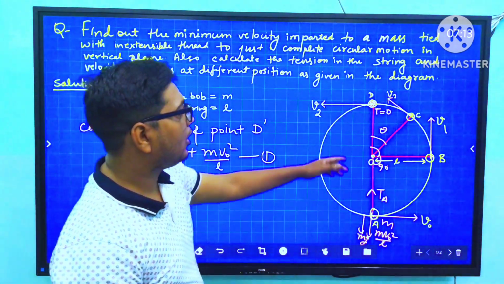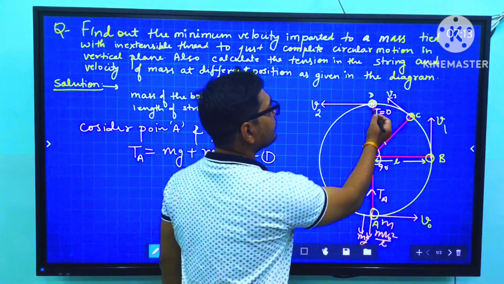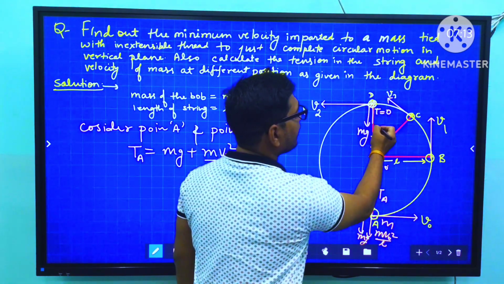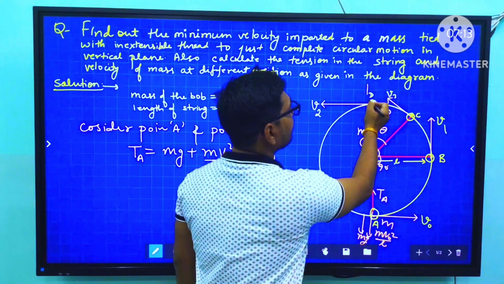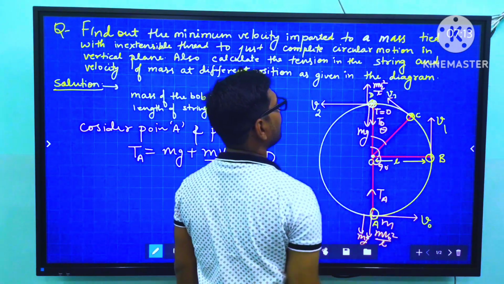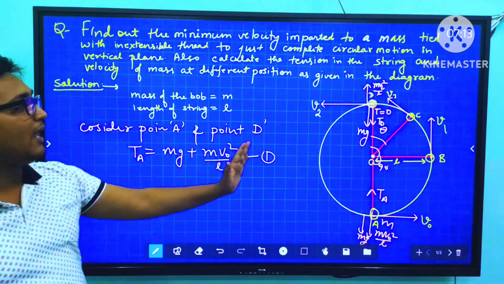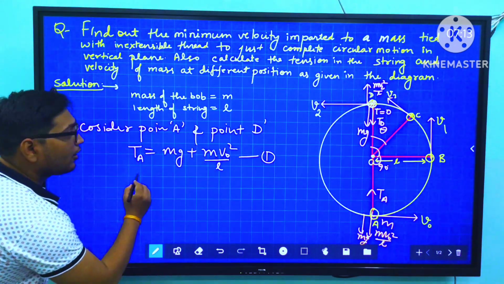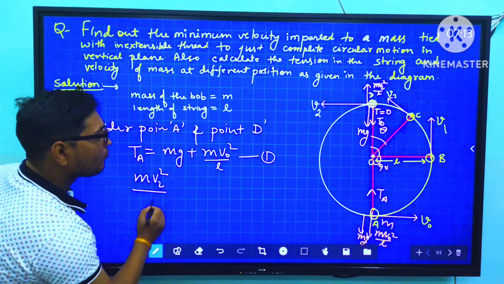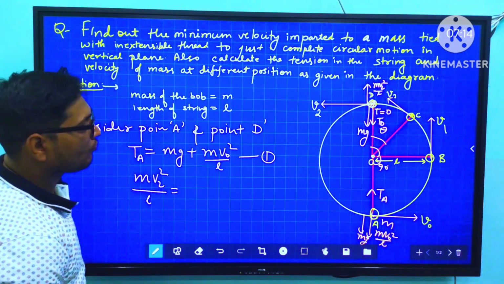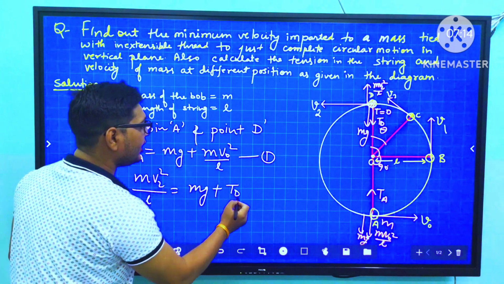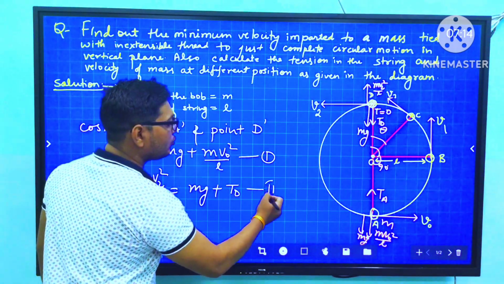Now, if I consider the highest point, that is point D, at this point the weight of the object will be in the downward direction, tension at point D will be in the downward direction, and the centrifugal force will be in the upward direction, that will be mv2 square upon L. So we can write the force balance at the uppermost point: mv2 square upon L is equal to mg plus tension at point D. We can take this as equation number 2.